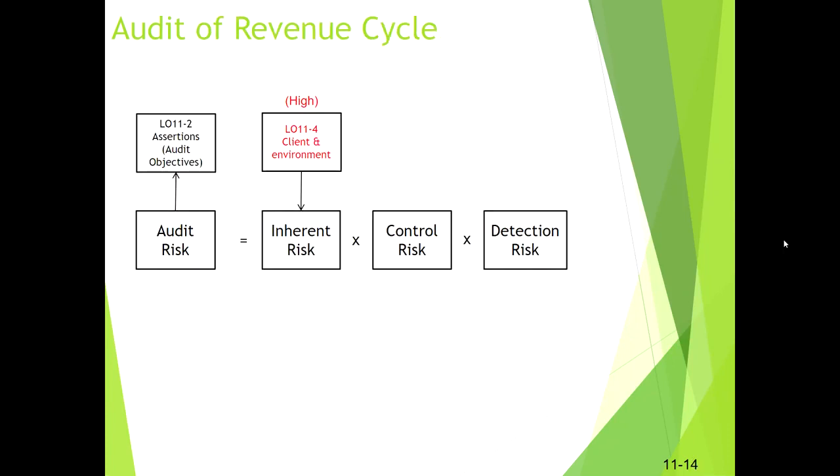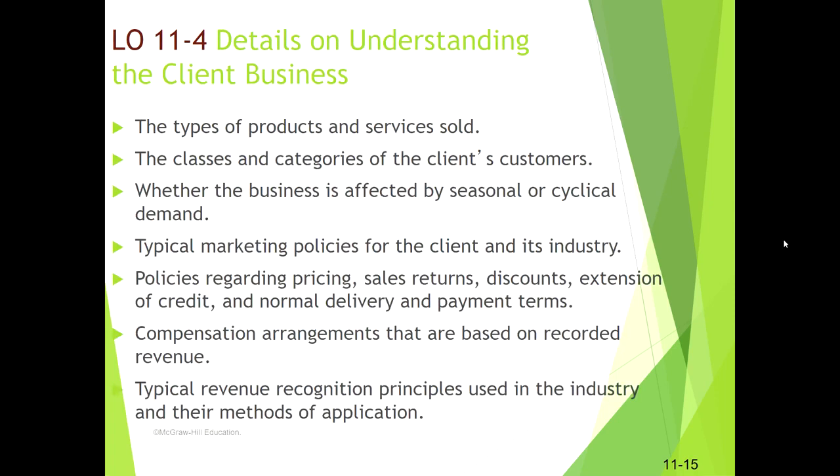If I keep moving on to inherent risk and the next learning objective, it's obtaining an understanding of the client and the environment. And so understanding the client helps me think about inherent risk, right? So what kind of products and services are sold? Are these products that are sold point of sale? Are they large fixed assets? Is there a lot of post-sale services we're providing, right?